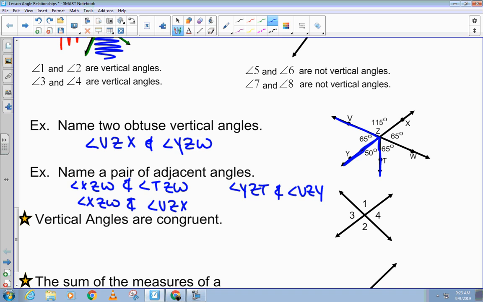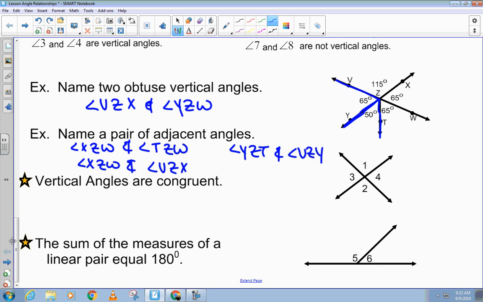Yeah. Okay. So, remember what I said about vertical angles? They are congruent. So, what relationship do angle 1 and angle 2 have? They're congruent. What's my other pair? 3 and 4. Right? Remember that linear pairs, their angles add together to equal 180 degrees. So the measure of angle 5 plus the measure of angle 6 equals 180 degrees. So vertical angles are equal, linear pairs add together to equal 180.